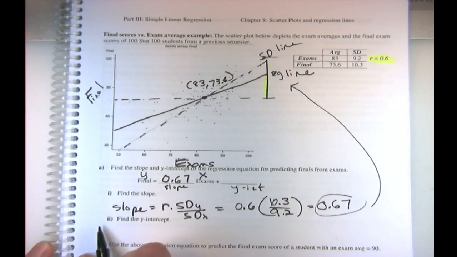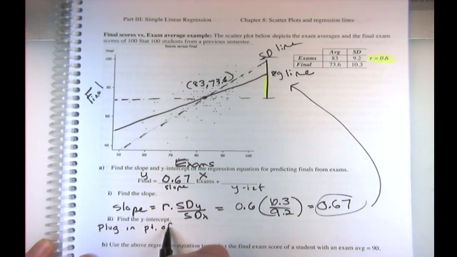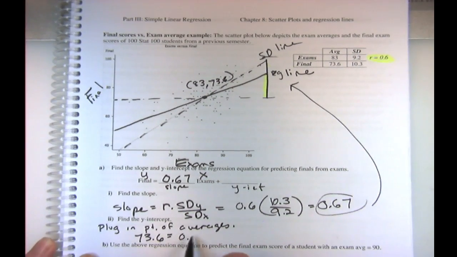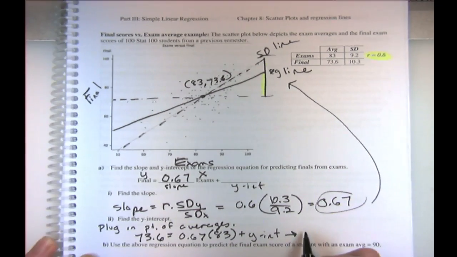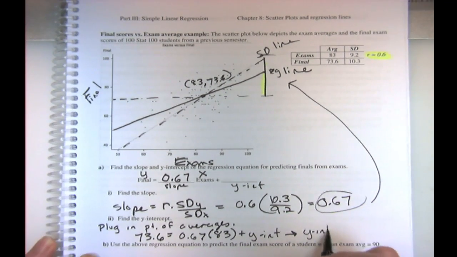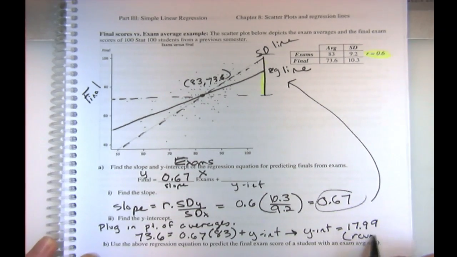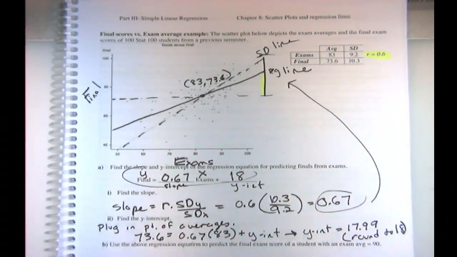So we'll plug in the point of averages. And what do we get? We get 73.6 is equal to 0.67 times 83 plus the y-intercept. And when I did that, I got the y-intercept is equal to 17.99. I'll round to 18, and I'll put that. Now I have my regression equation.